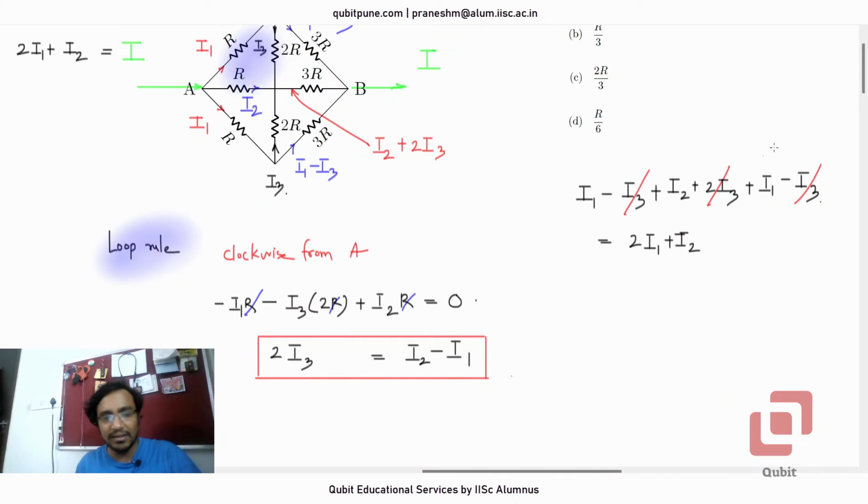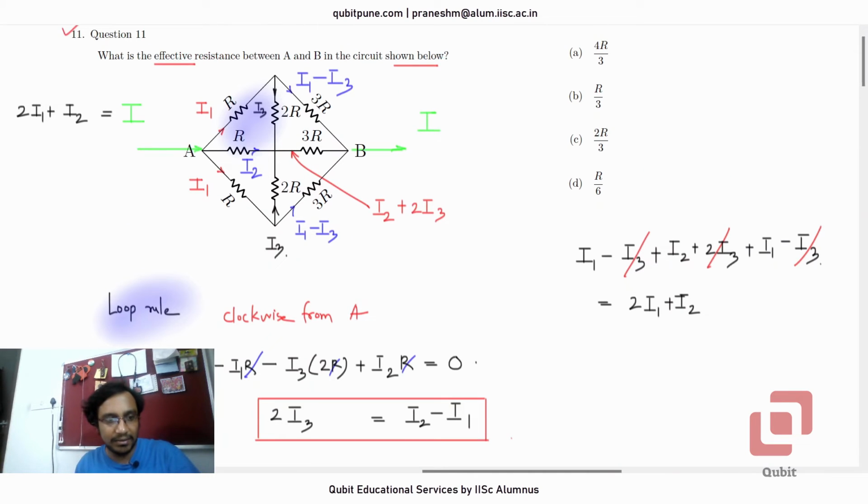Now let us consider another loop. Let us this time consider this loop. Let us trace it clockwise from B. Let me write it here. Loop rule for that loop, clockwise from B.